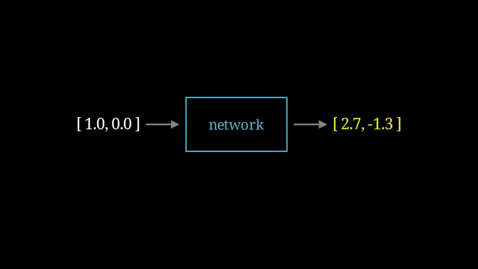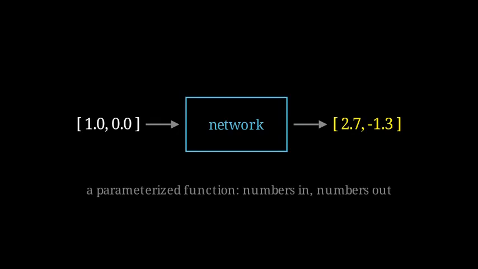Here is the most honest thing you can say about a neural network. It is a parameterized function. It takes a vector of numbers, it does some arithmetic, and it returns a vector of numbers. That is the whole structural commitment. Multiply by a matrix of weights, add a bias, pass through a nonlinearity, then multiply and add again.